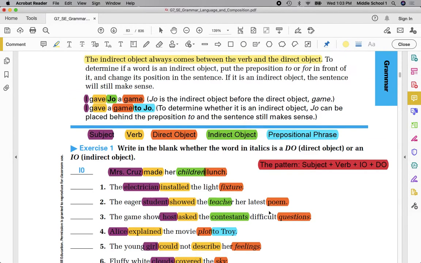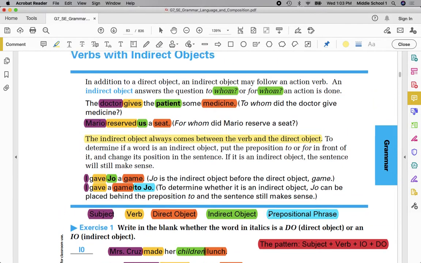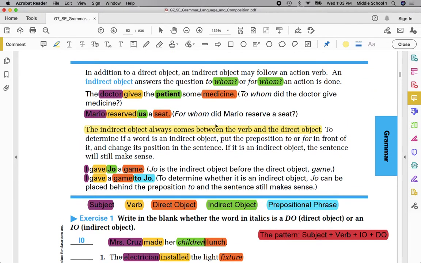My takeaway from today is that sometimes sentences may have an additional noun or pronoun that comes in between the verb and the direct object. It answers the question, to whom or for whom, and we call that an indirect object. It always comes between the verb and the direct object. A sentence does not need to contain one. However, a sentence will never have an indirect object unless there is a direct object. It always must follow this pattern.